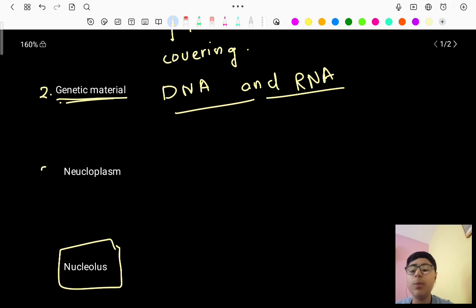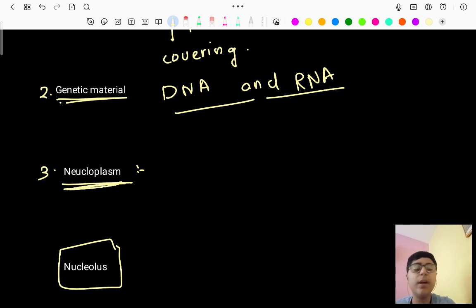Okay, now the third one is nucleoplasm. Now the cell has cytoplasm. It is a jelly-like structure in the cell in which all the cell organelles are present. So we have nucleoplasm here.